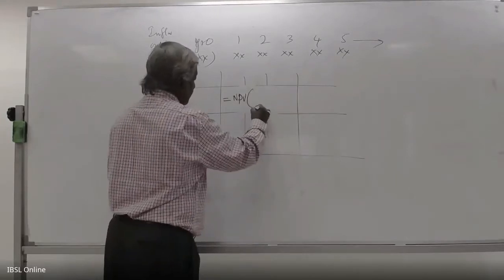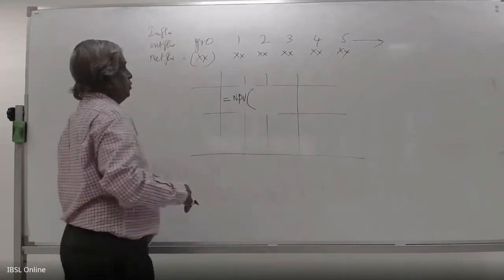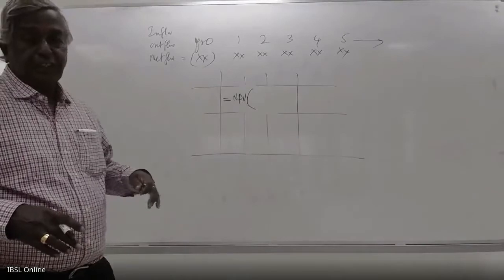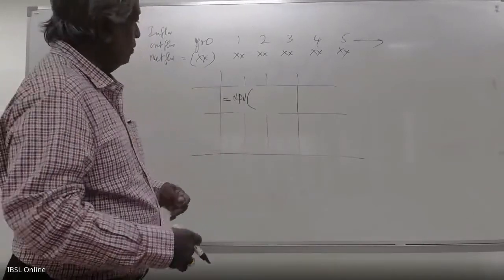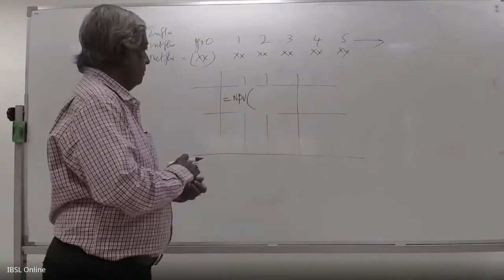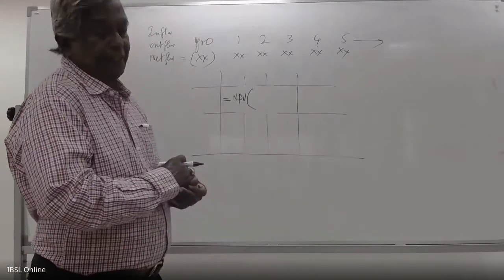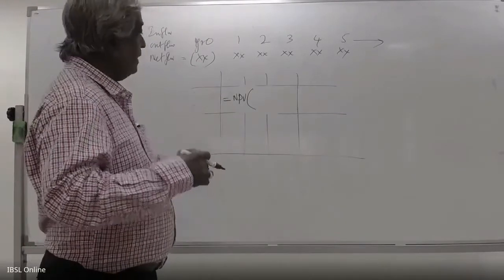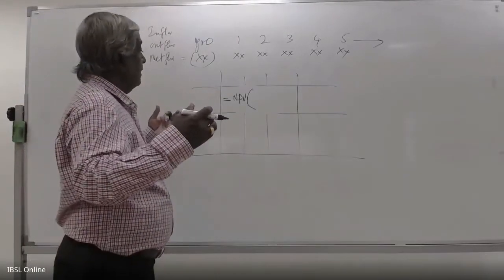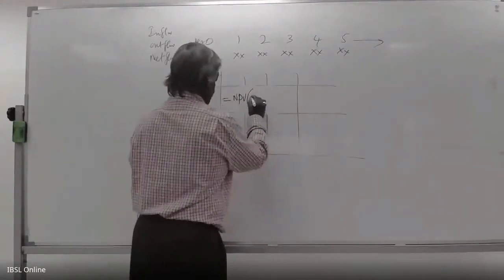And then bracket. The computer will prompt you and tell you what to do. So what you have to do is put the bracket and NPV. You want to do the NPV calculation in the brackets, and the computer will tell you first the range. The computer will ask you for a range.